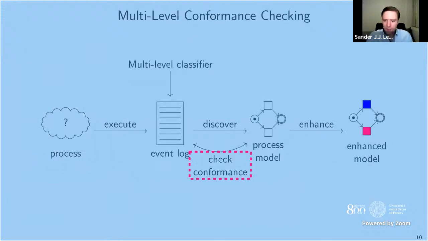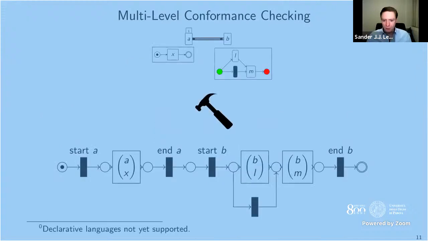Now, what do we need next? We need a conformance checking technique. For now, we flatten this model to a regular workflow net and then align it, applying any conformance checking technique that you want. And this can give us the quality measures that we need for our evaluation. Notice that this only works for now for models that have a representation in workflow nets. So that includes directly follows models, Petri nets, and process trees, and probably many more. However, declarative language at the moment is not supported by this technique.